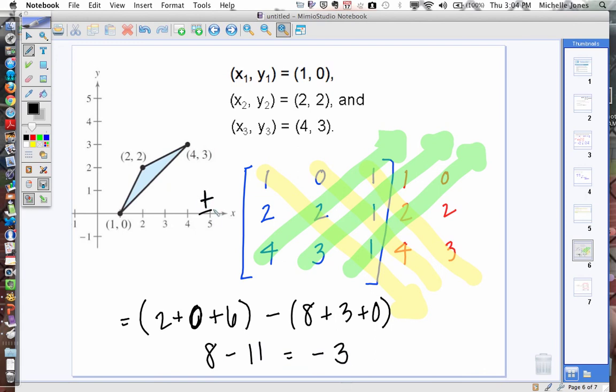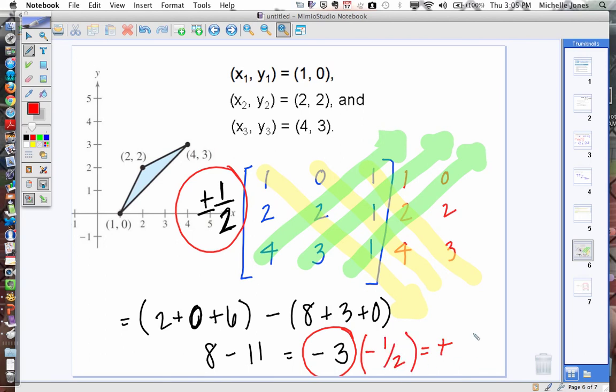So what do you do with that determinant? Remember that plus or minus 1/2 that was out in front? We're going to take that and multiply it by our determinant. So are we going to use the positive 1/2 or the negative 1/2? Remember, we want our answer to be positive. Well, a negative times a negative is a positive, so let's multiply by a negative 1/2. So we get a positive 3/2. That is the area of your triangle in square units.